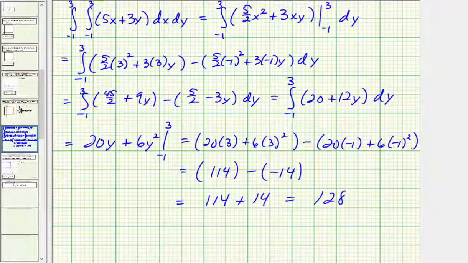This would be the value of the given double integral over the given region.